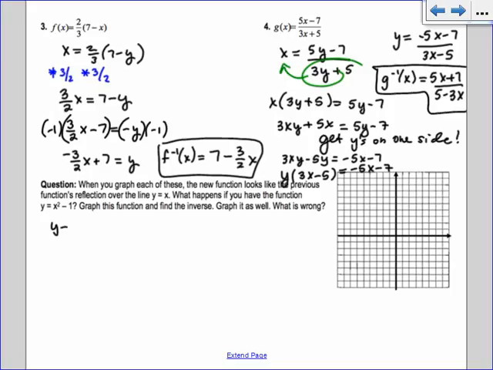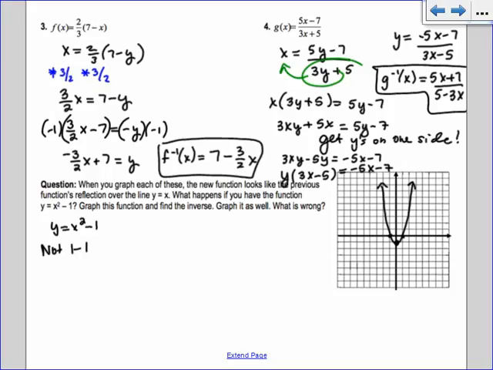If I have y equals x squared minus 1, if I graph that, it's like y equals x squared, only it's been shifted down 1. So I could do a t-table. If I plug in 1, I get 0. If I plug in negative 1, I get 0. It's a parabola that goes through (0, -1), (1, 0), and (-1, 0). Okay, this is not one-to-one.